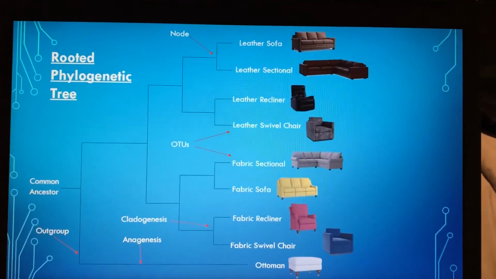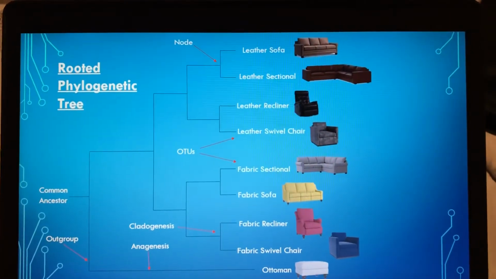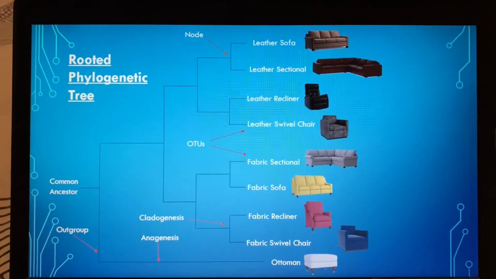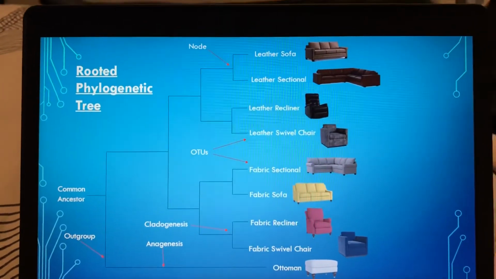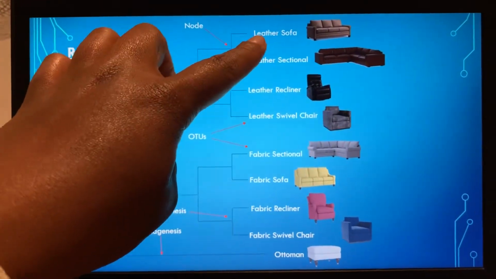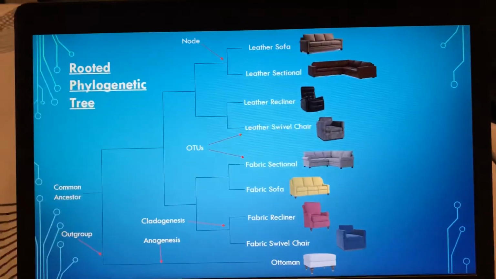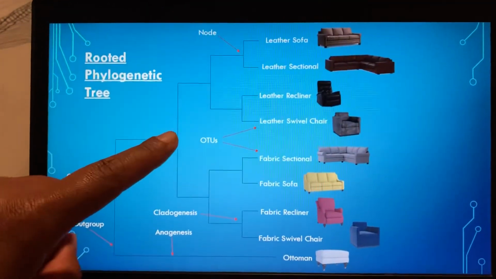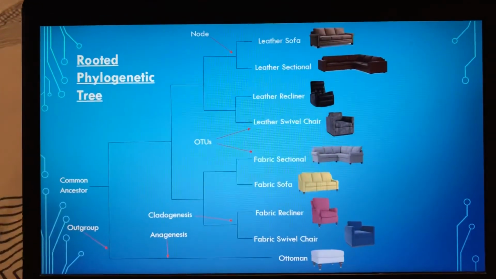And then when you're looking at these definitions, the node up here essentially represents a common ancestor or the most recent common ancestor, which is different from this common ancestor. The most recent common ancestor is the individual from which all the organisms in the group are directly descended. So in this case, the leather sofa and leather sectional would have the most recent common ancestor here at this node. And then for the whole group, like I showed earlier, the most recent common ancestor would be this node there, which is not shared by the ottoman, which is again what makes it the outgroup.